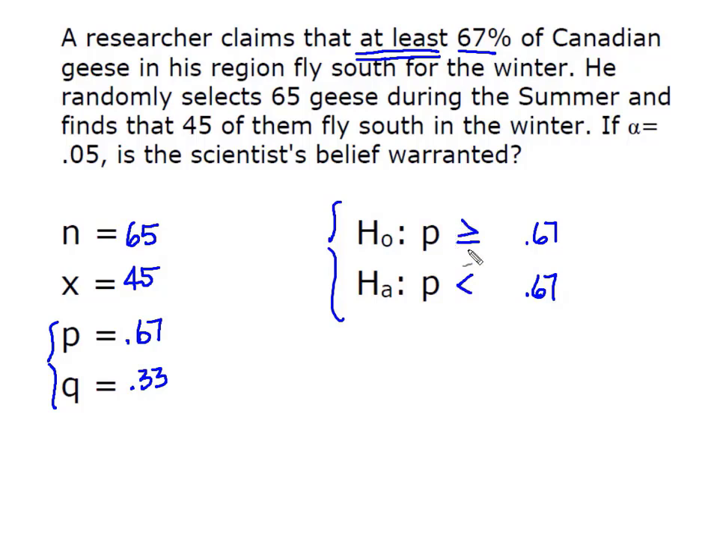I also knew to put this greater than or equal to up here in my null, because remember, there's never an equal to sign or any version of the equal to sign in an alternative hypothesis. So when I look at my alternative hypothesis for the direction of my test, I see I'm less than, which is my arrow, which tells me I'm going to run a one-tailed left test.